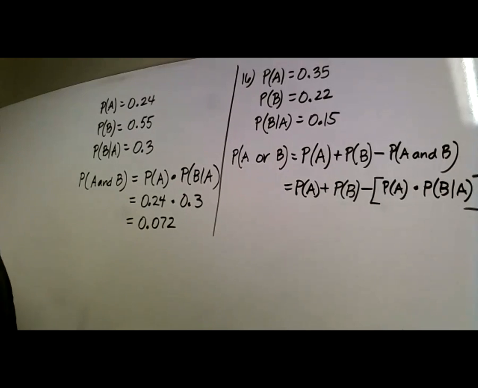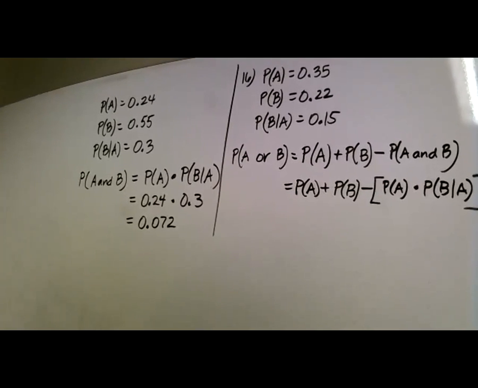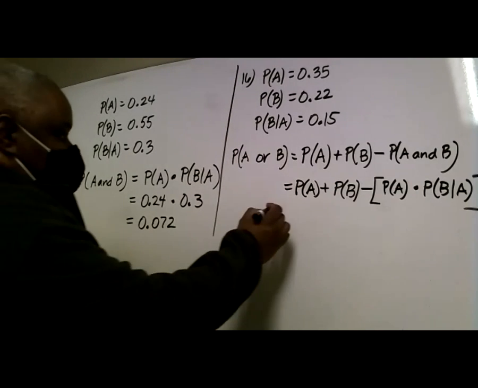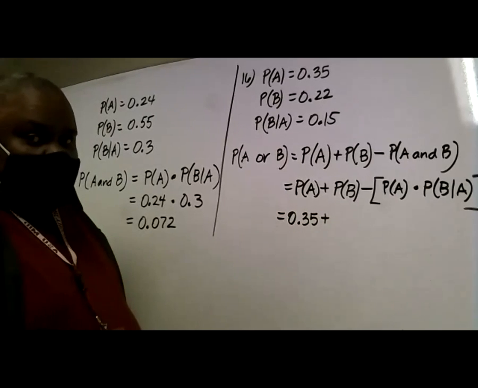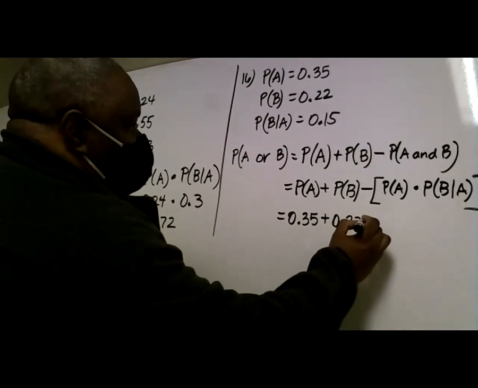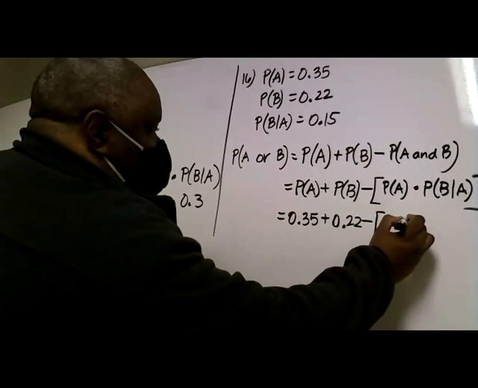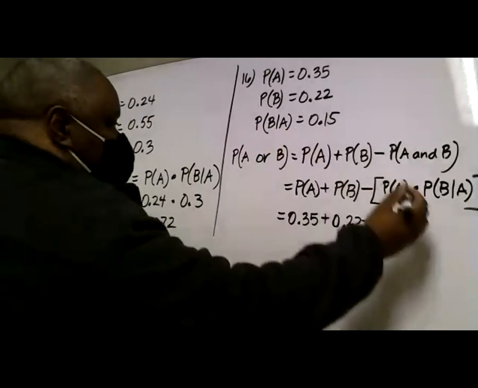I know that's hard to see with the computer in the way, but does everyone get what I'm doing here? Yes. Substitute. Now let's do some substitution with these values here. Probability of A is 0.35 plus the probability of B, that's 0.22, minus probability of A, that's again 0.35, times the probability of B given A, that's 0.15.